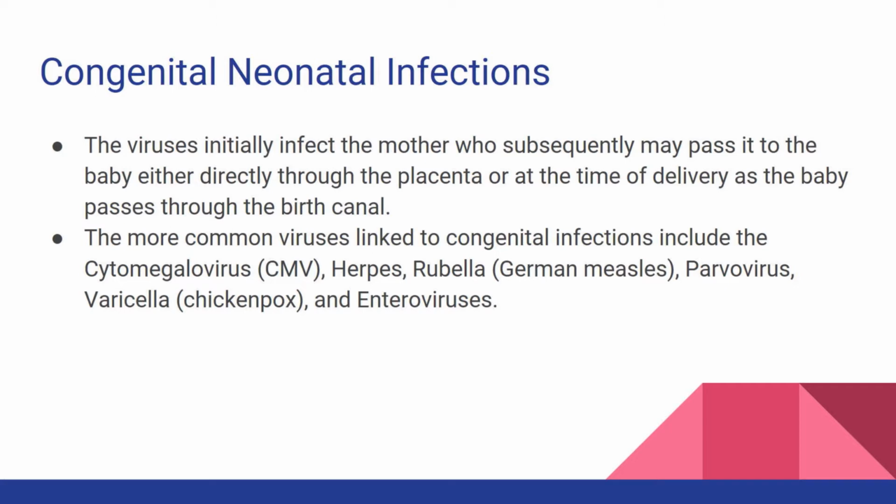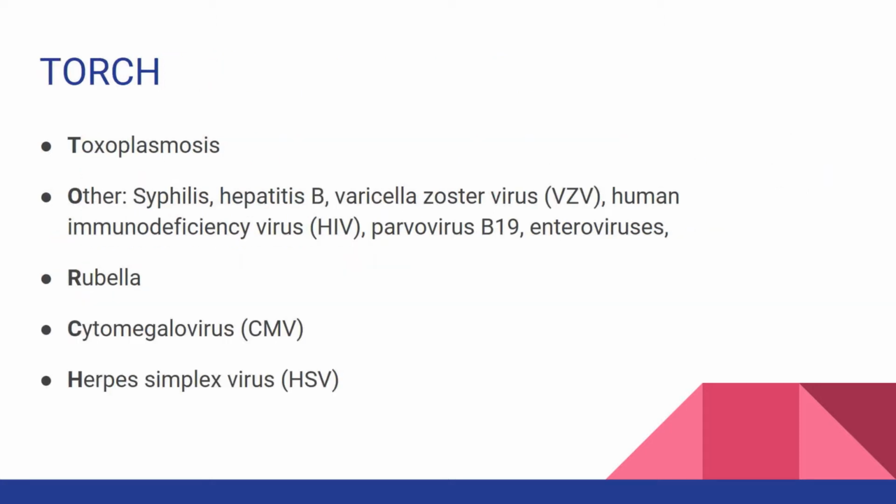The viruses initially infect the mother, who subsequently passes this on to the baby, either directly through the placenta or at the time of delivery. And there are a number of common viruses that are linked to congenital infections. The common ones seen for TORCH include Toxoplasmosis, Syphilis, Hepatitis B, Varicella, HIV, Parvovirus, enteroviruses, Rubella, CMV, and HSV.